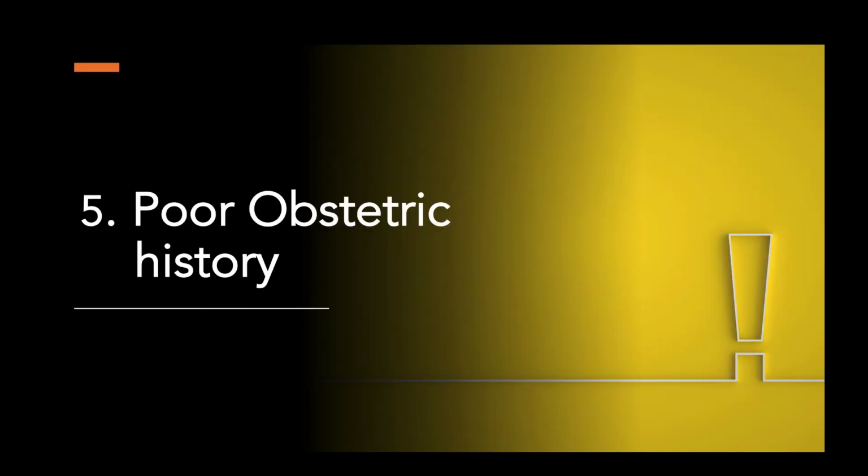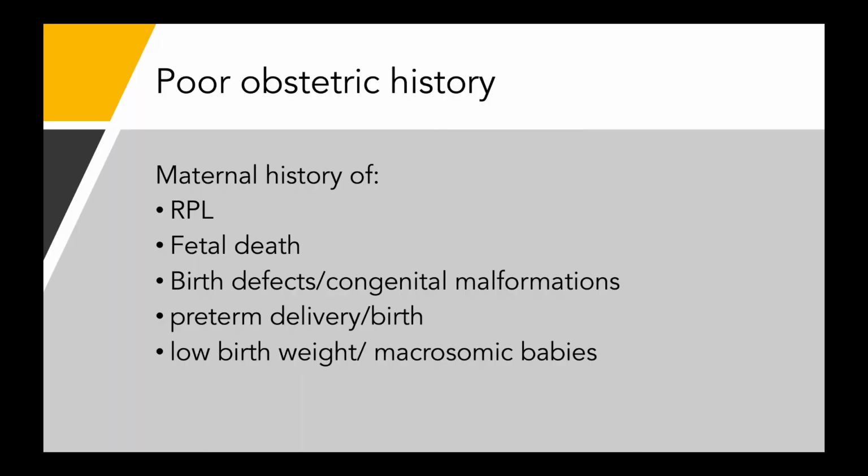Next is poor obstetric history. And this is a maternal history of recurrent pregnancy loss, fetal death, a history of birth defects or congenital malformations, patients who had a history of preterm delivery or birth, or patients with a history of low birth weight or macrosomic babies in previous pregnancies.